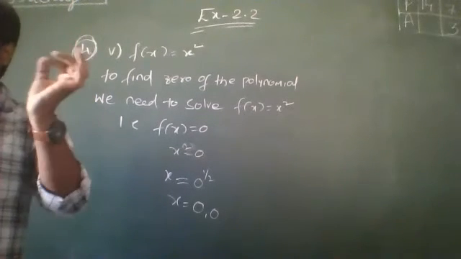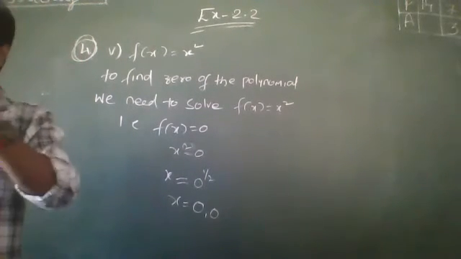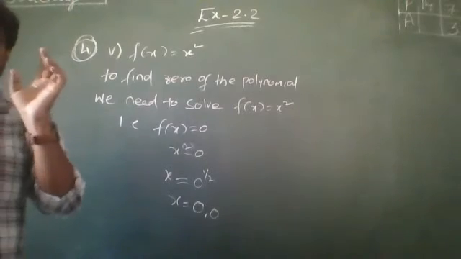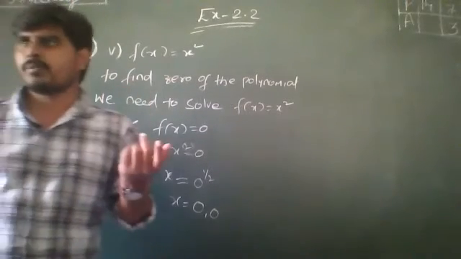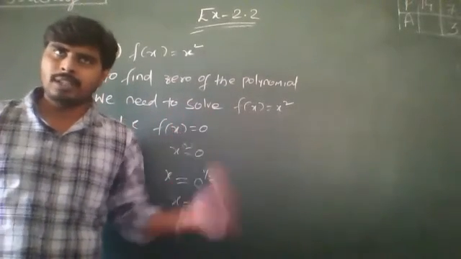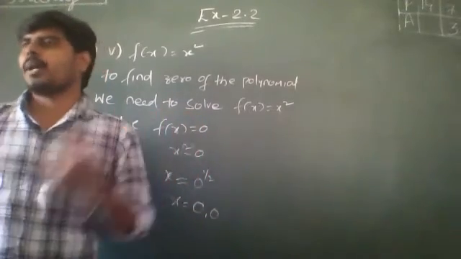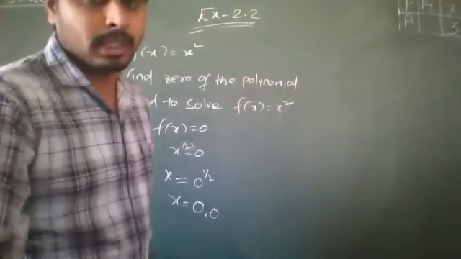Degree and zeros relationship: that is the relationship between degree and its zeros. Whatever degree we have, that many zeros we have. Remember that and take note if possible.